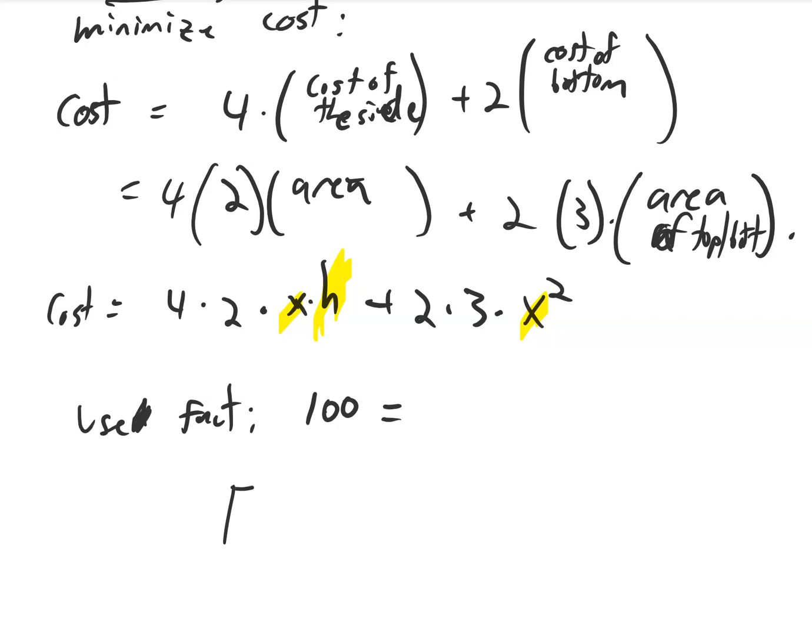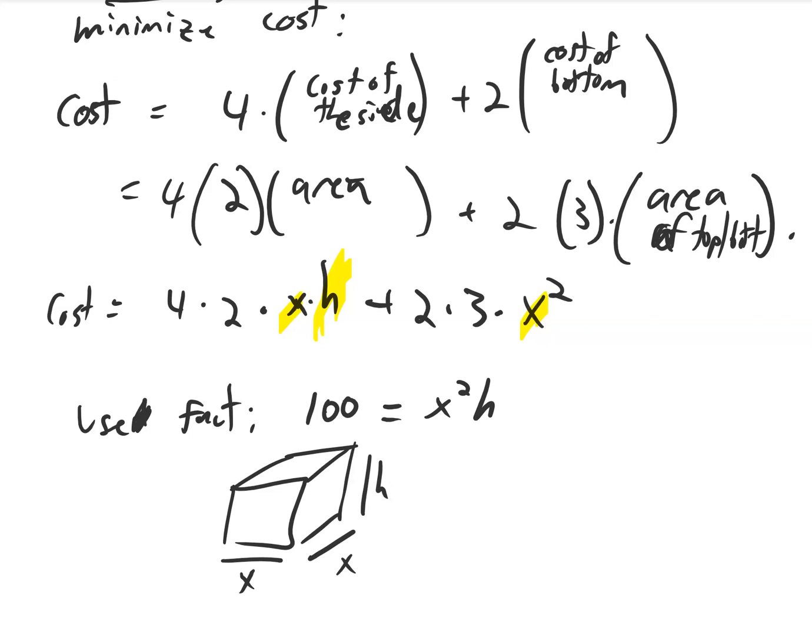So what's the volume of a box? It's length times width times height. In our box, these are both x and this is h. So 100 equals x squared times h, which means if we solve for h, it's 100 over x squared, or h equals 100 x to the negative 2.